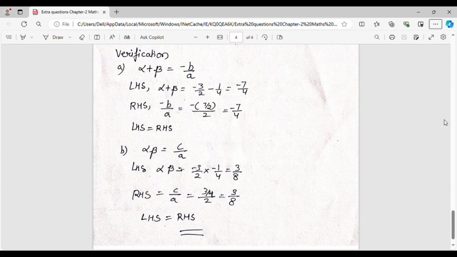LHS is alpha plus beta, which is minus 3 upon 2 and minus 1 by 4. After adding both of them, we will get minus 7 by 4, and RHS is minus b upon a. We will substitute b as 7 by 2 and a as 2, and we will get it all as minus 7 by 4. So our LHS and RHS are equal. For the second relation, alpha into beta is c upon a. Alpha into beta would be 3 by 8 and RHS c upon a would also be 3 by 8. So our second relation is also verified.